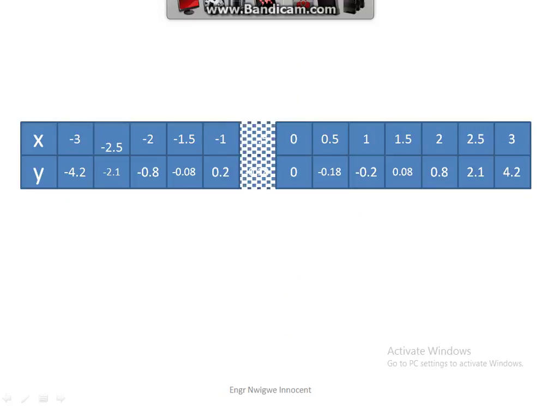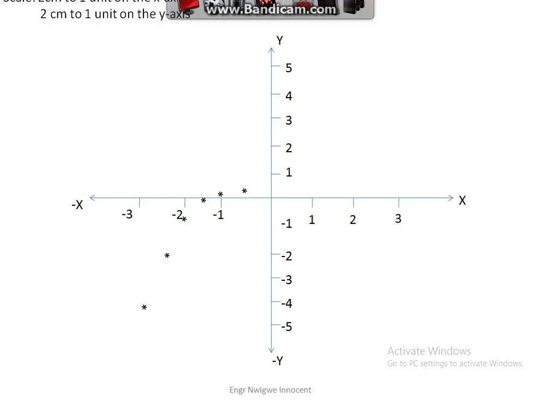The next figure for x is minus 0.5, and for y is 0.18. Then you go to the graph and trace minus 0.5 for x. Then when you get minus 0.5 for x, you will now get the 0.18 for y, which is positive upward. Then you mark an asterisk to locate the position of that point.